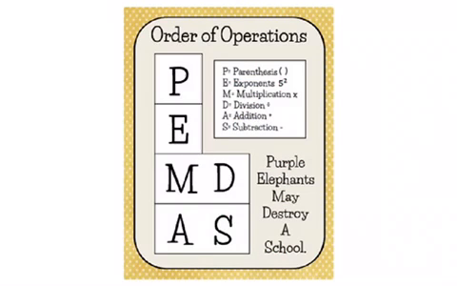Or if not, I've got my personal favorite here. Purple elephants may destroy a school. So you never know what could happen. Always be prepared. But purple elephants may destroy a school. PEMDAS right there. Parentheses, exponents, multiplication, division, addition, subtraction.